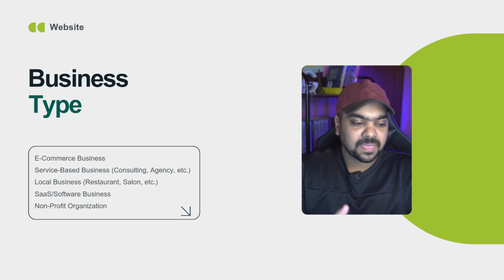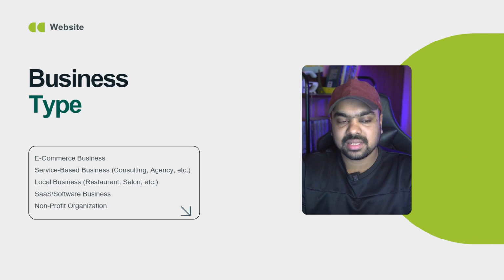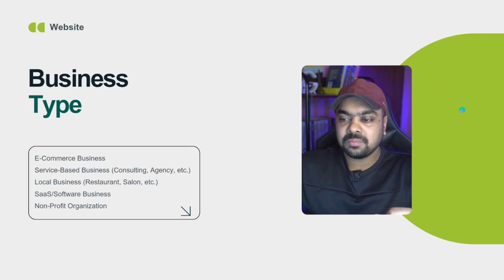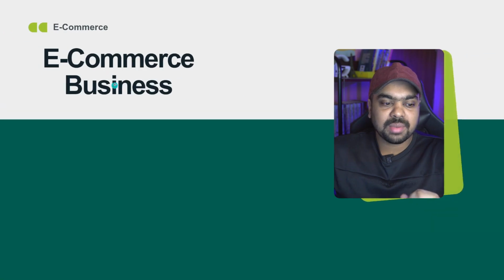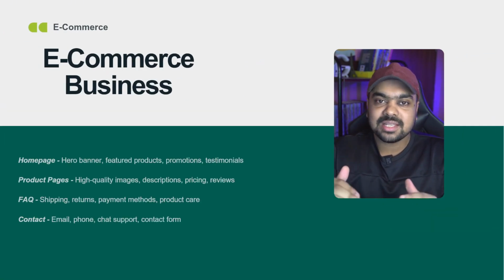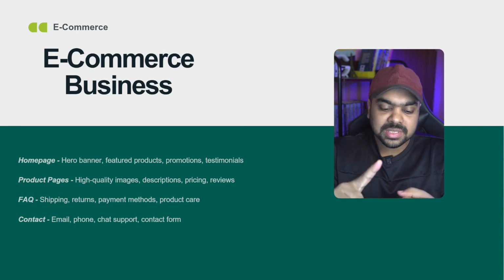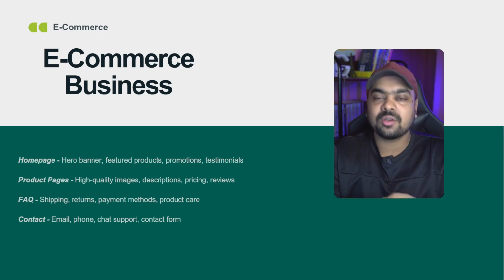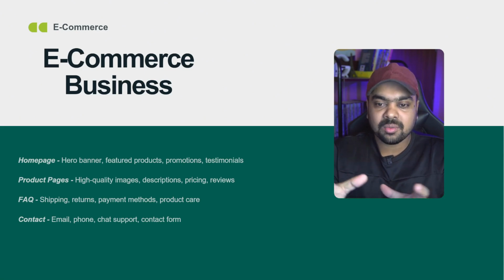After that, there are also websites for nonprofit organizations. All right, now let's look at them one by one to see which elements are essential for each. For example, first comes e-commerce business. For an e-commerce business, the homepage of the website is extremely important. On the homepage, you must have a hero banner, and in the hero banner, you need to include certain things.